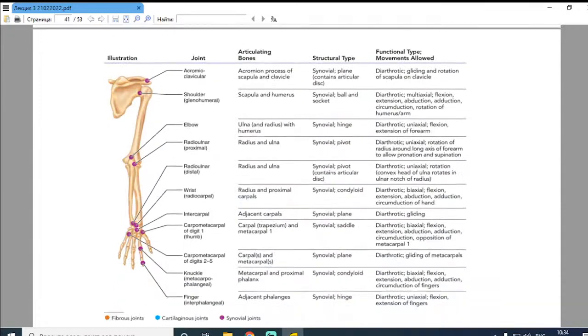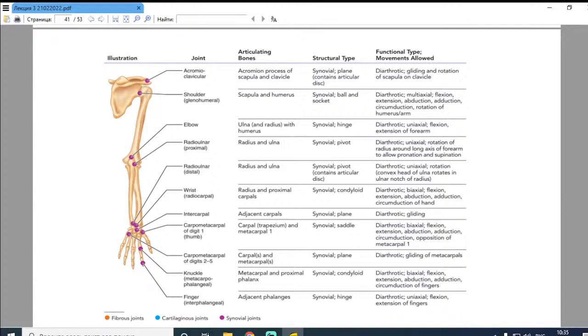Now, for example, joints of the upper limb. What you see, shoulder joint, articulating bones scapula and humerus. Structural type, synovial, ball and socket. Diarthrosis, multiaxial. Movement: flexion, extension, adduction, circumduction, rotation of the humerus, arm.